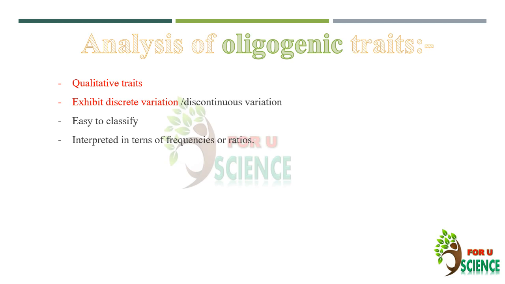But in the case of a polygenic trait, we can see the weight of a fruit. It varies from 60 to 70 gram, and there is 60, 61, 62, 63. There is a continuous variation. But an oligogenic trait, which is controlled by two or more genes, is actually a qualitative trait, and it will exhibit a discrete, or discontinuous, variation. It is easy to classify, and we can interpret those data using frequencies and ratios easily.